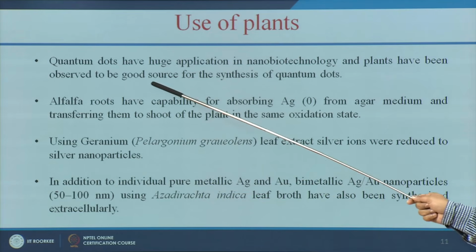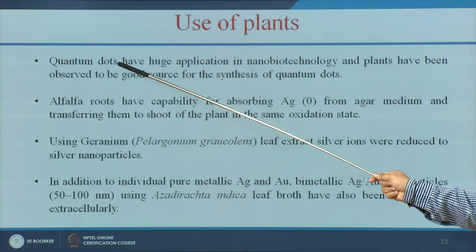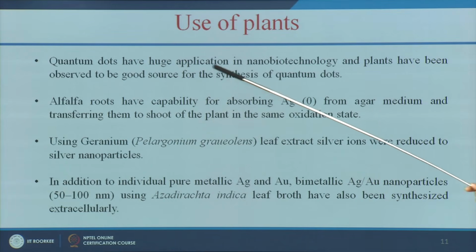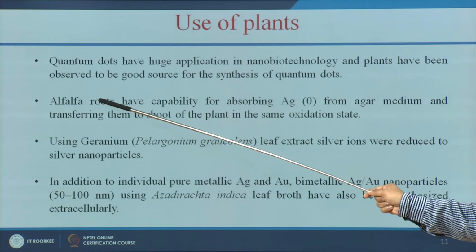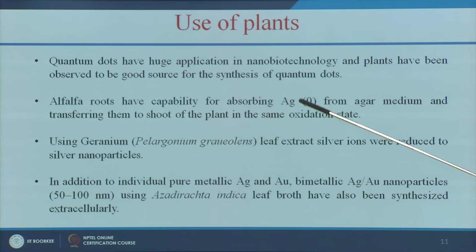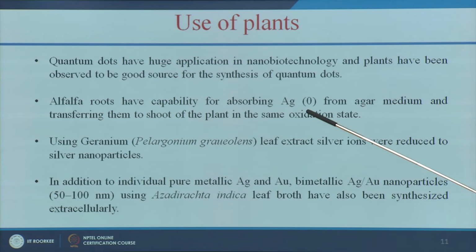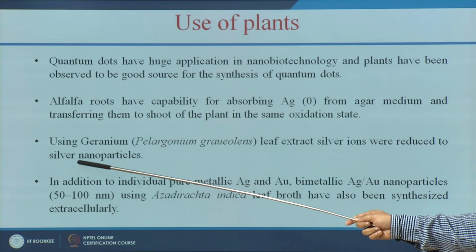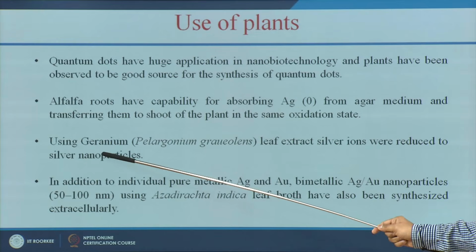And we can also use plants. Quantum dots are fluorescent semiconductor nanoparticles. Quantum dots have wide application in nanobiotechnology, and we can use plants as a good source for synthesizing these quantum dots. For example, alfalfa roots have the capability to absorb Ag0 nanoparticles from agar medium and transfer them to the shoot of the plant in the same oxidative state. And we can also use geranium leaf extract, which can convert silver ions to silver nanoparticles.